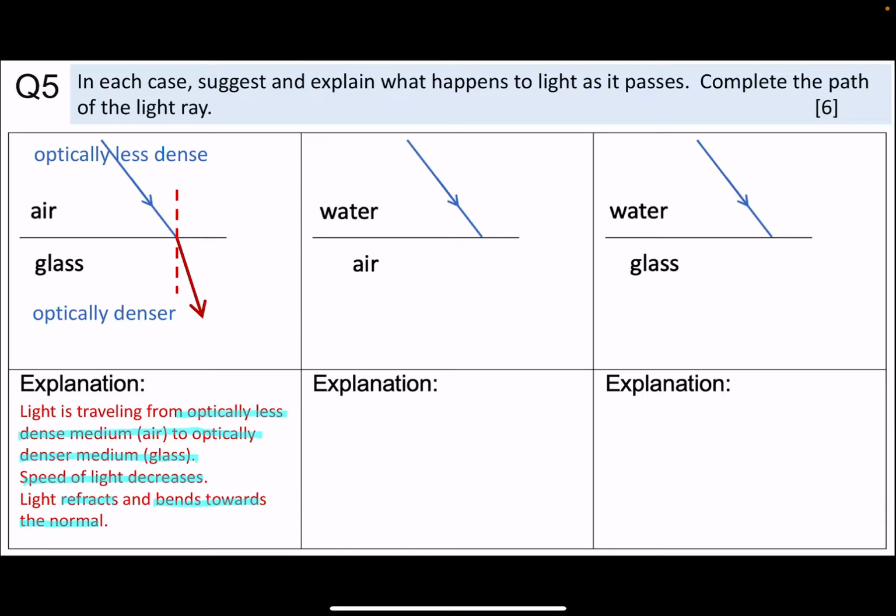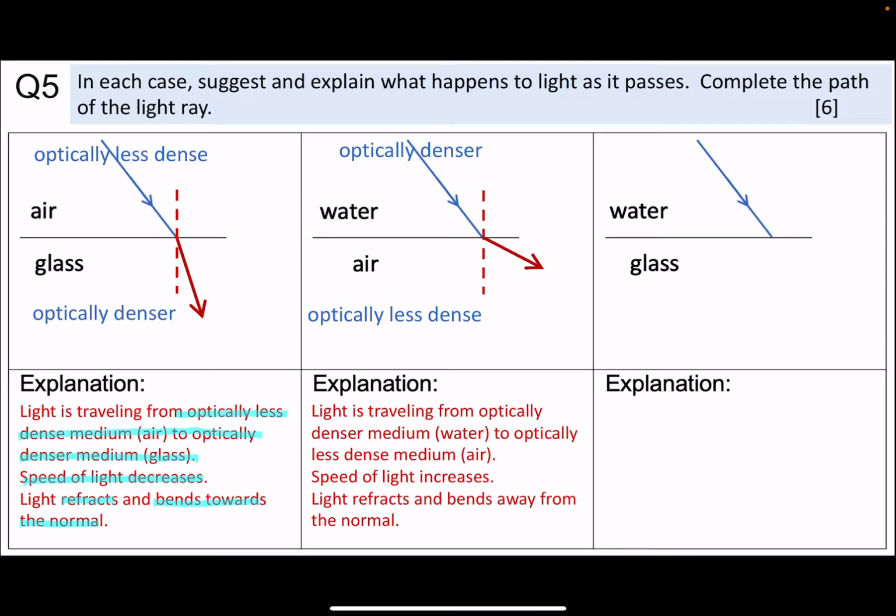Now, what happens when the light ray travels from water to air? So in this case, water is optically denser, air is optically less dense. So the light will refract and bend away from the normal. In explaining this, the light is traveling from an optically denser medium, water, to optically less dense medium, air. So the speed of light will increase. The light refracts and bends away from the normal.